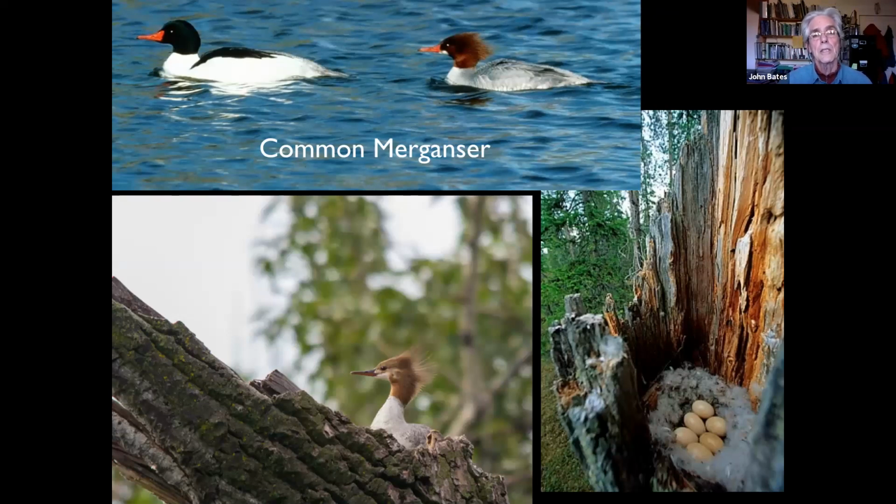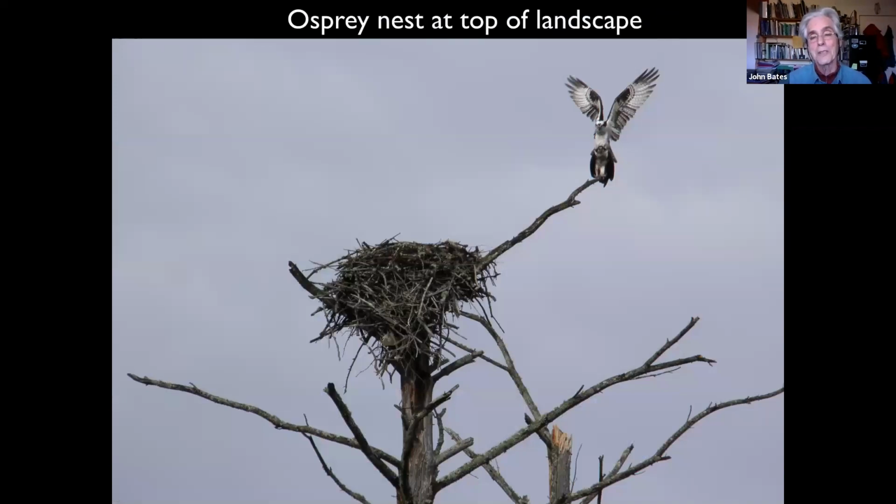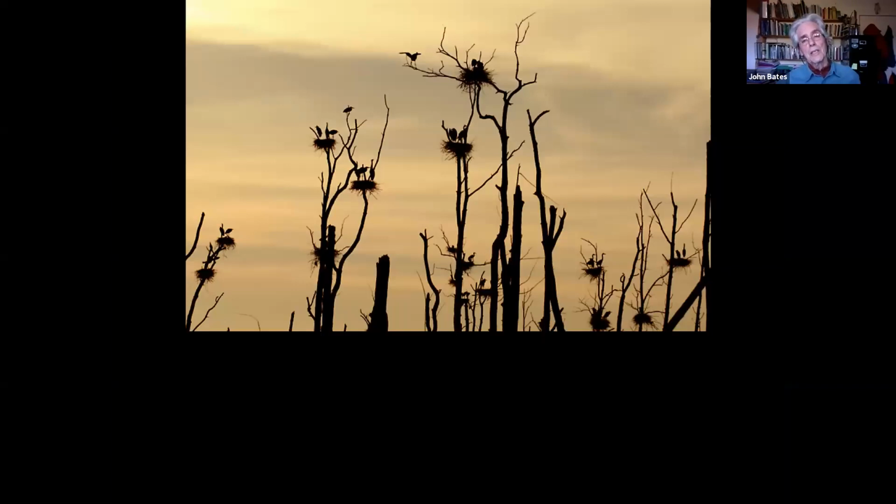Dead trees provide habitat. Here's an osprey pair mating, the cloacal kiss occurring for about 4 seconds. So they need dead trees because they like to nest at the top of the landscape and be able, with those big wings, to fly in and out without branches hindering them. Great blue herons, egrets, and so forth nest in colonies at the top of dead trees.